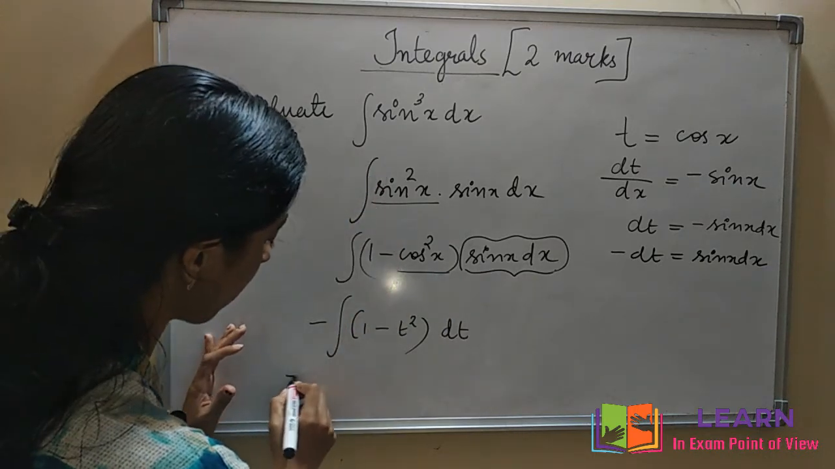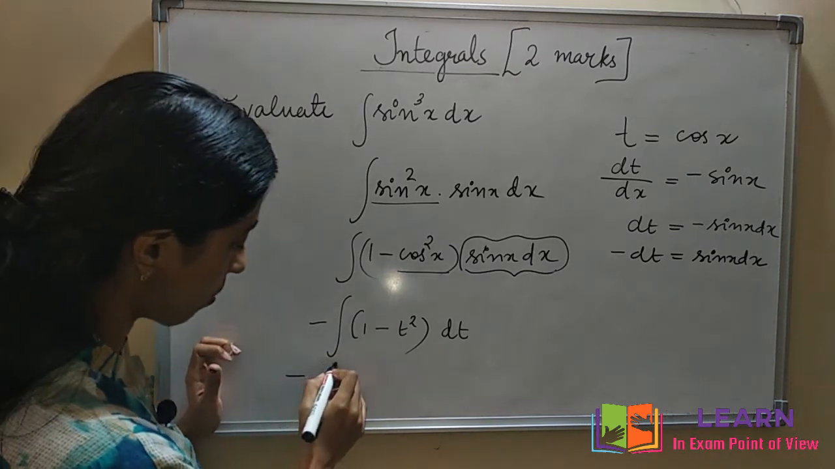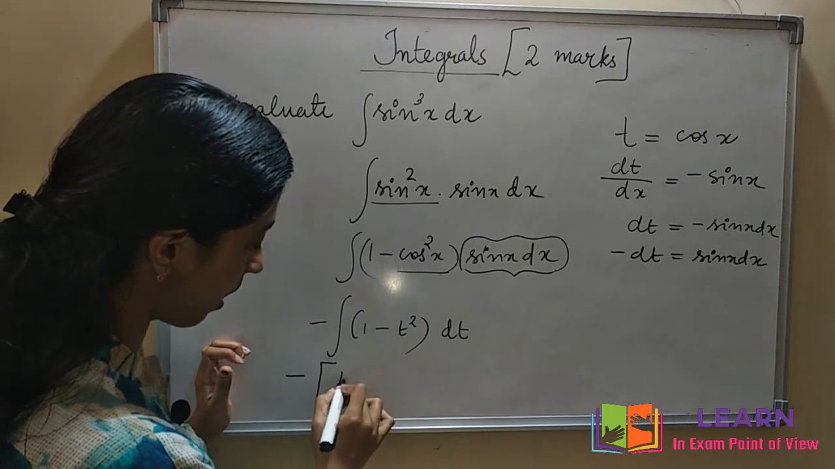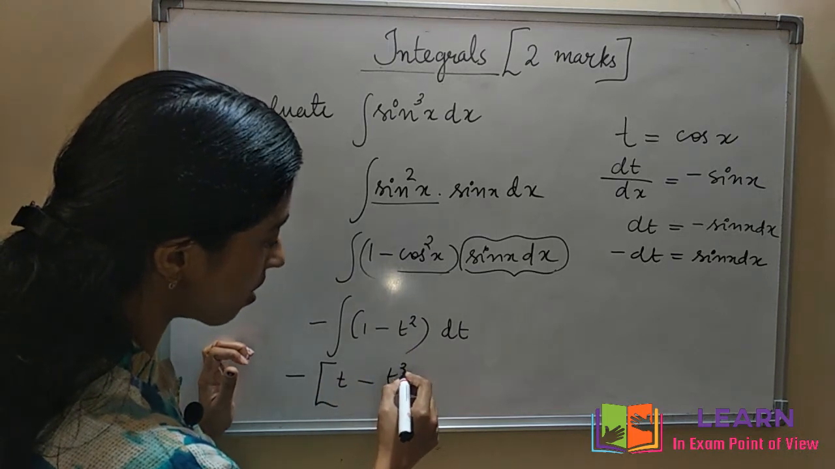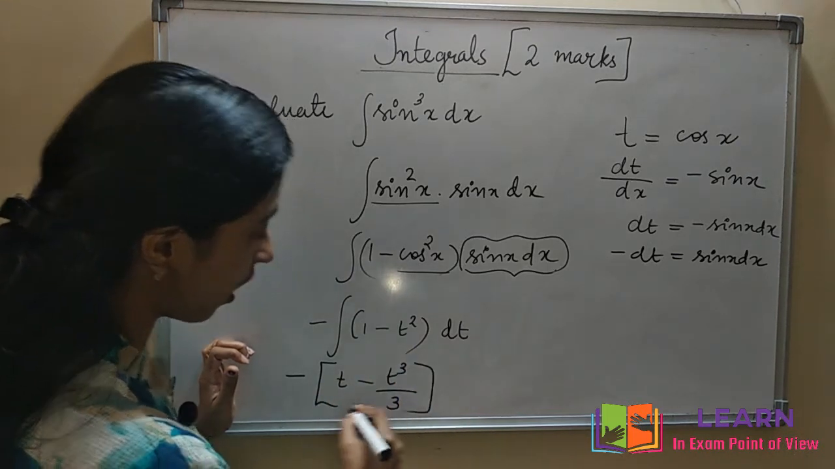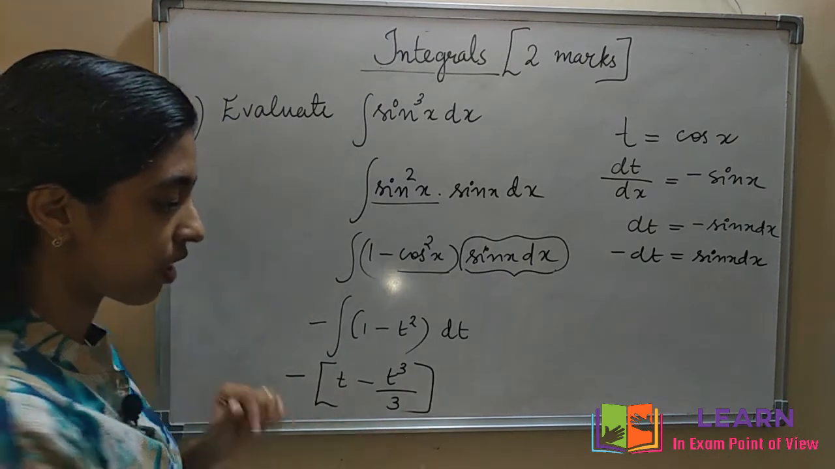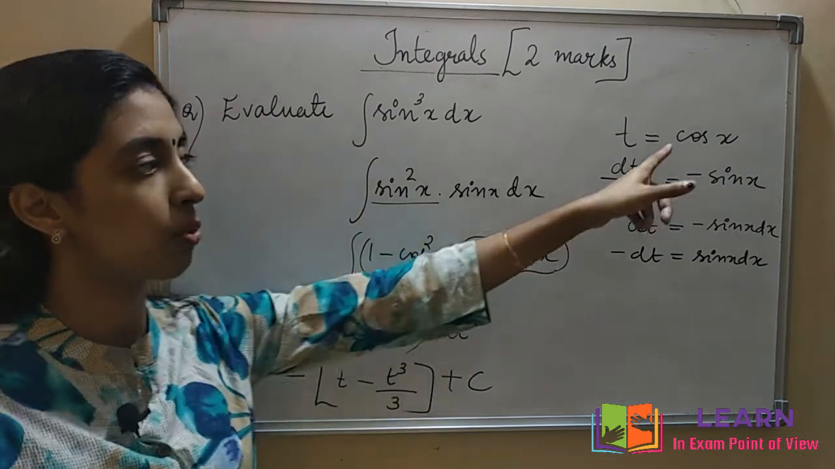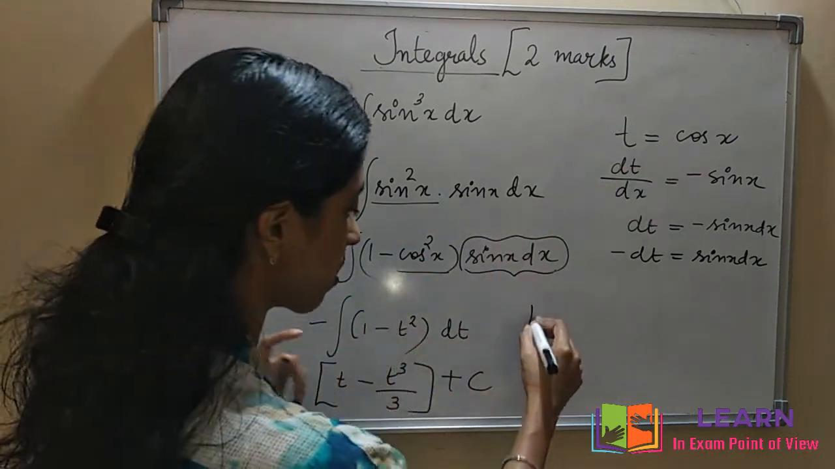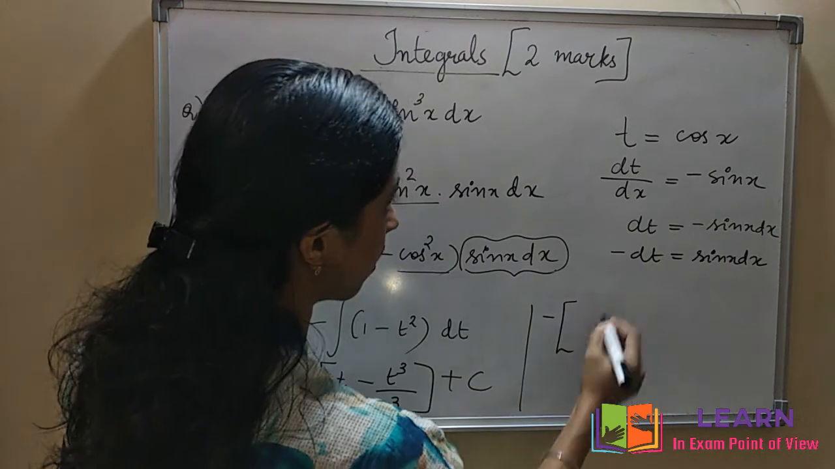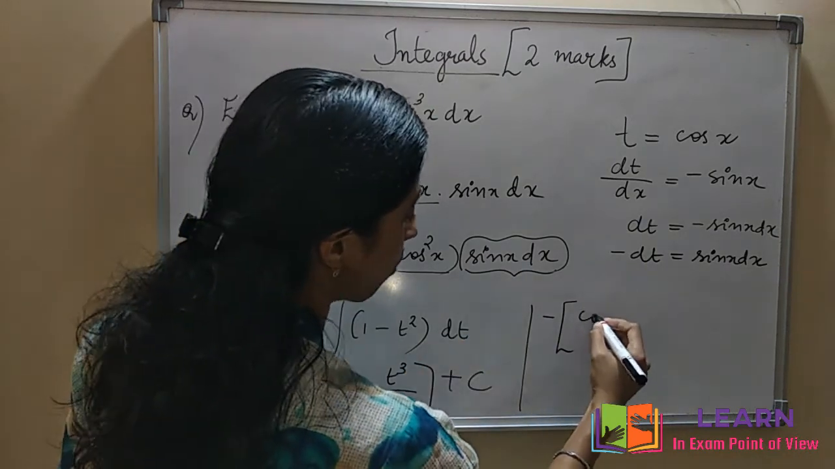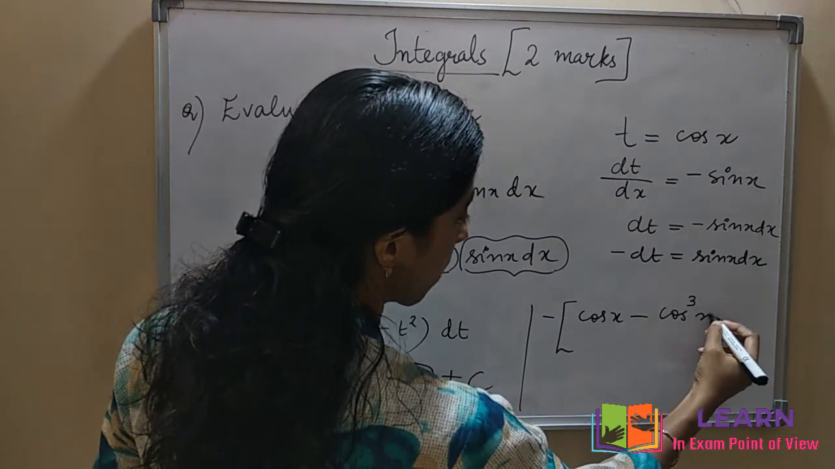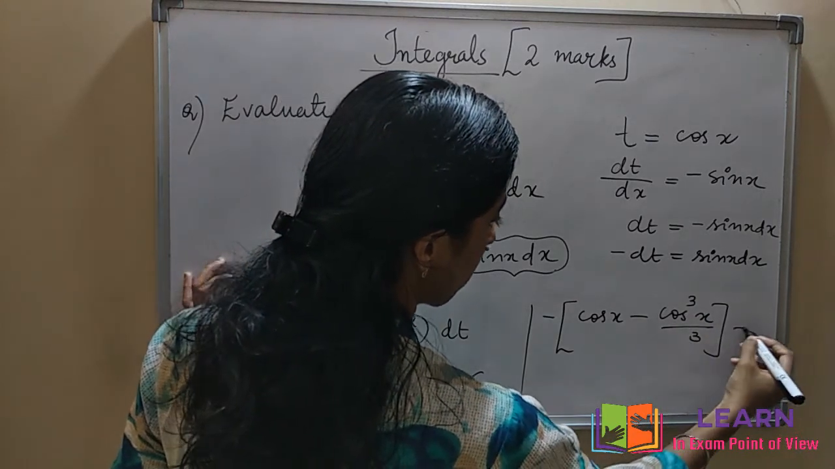Now we can integrate. The negative sign you can put outside. The integral of 1 with respect to t is t, and this can be written as t cube by 3. Now this is the integration, plus c you can put, but you need to replace t with cos x. Last step, minus sign outside. In the place of t, we have cos x: cos x minus cos cube x by 3 plus c.